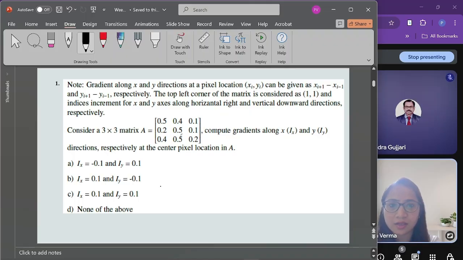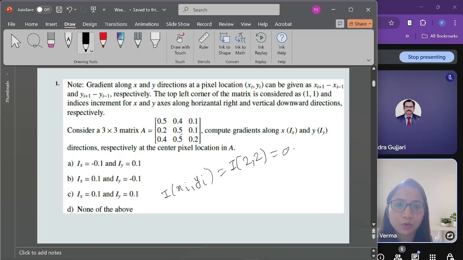Let's say we call it I xi, yi, or you can say I 2 comma 2 is 0.5, because they are saying that the top left corner of the matrix is considered as 1 1. So I 1 1 is 0.5, this value. So how can we compute the gradient along x and y directions? Anyone have any idea?